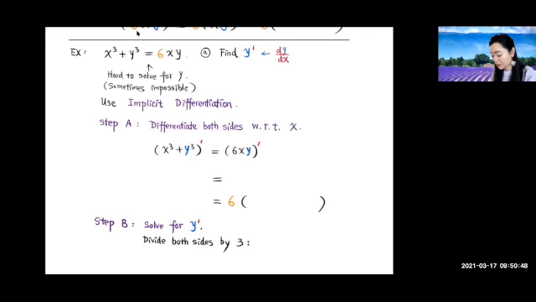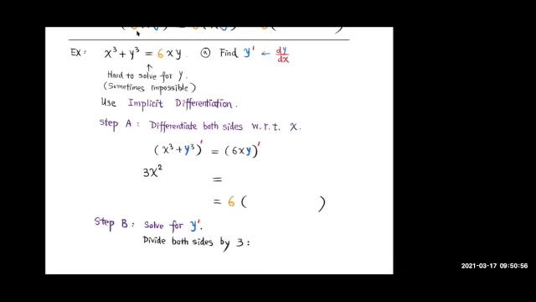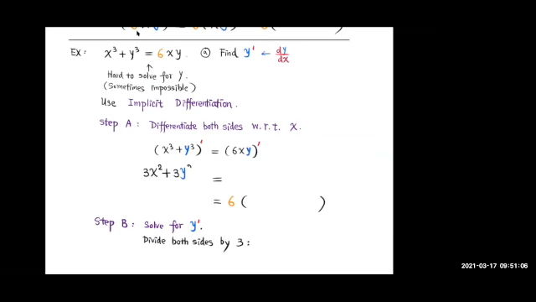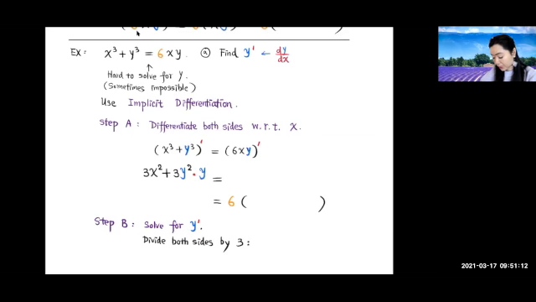Differentiate this side with respect to x. Differentiate x cubed here. What do we get? 3x squared, right? Differentiate y cubed with respect to x. We get what? 3y squared. But that's not all. Multiply by y prime. Yes, you got it, y prime.